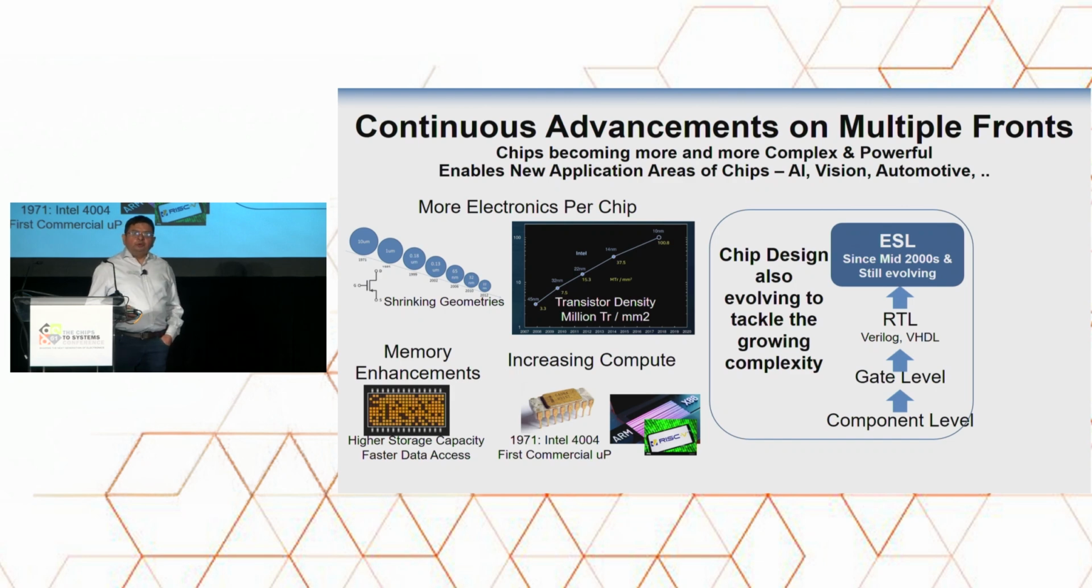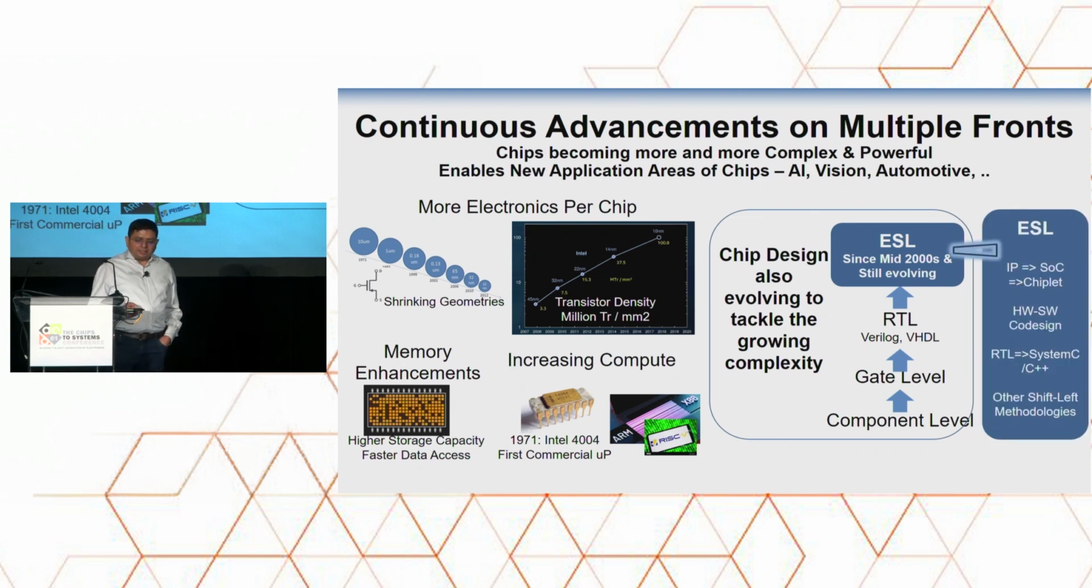Earlier we moved from component level design to gate level design, and then from gate level to RTL level design. And now, maybe for the last 2 decades, further raising of abstraction is already happening. Several design activities are being conducted at a higher abstraction level. This raising of abstraction today is happening on multiple fronts.